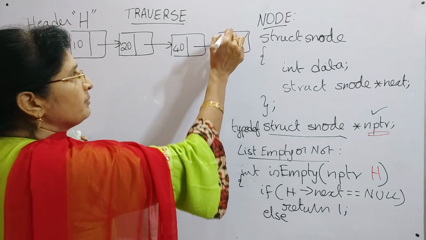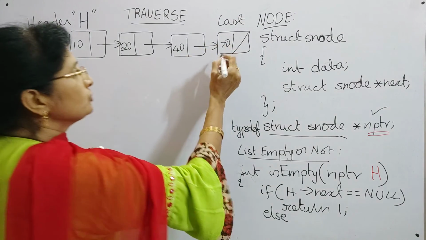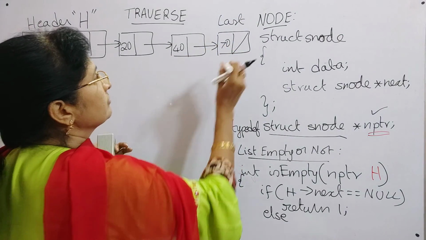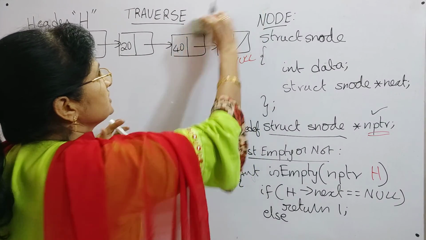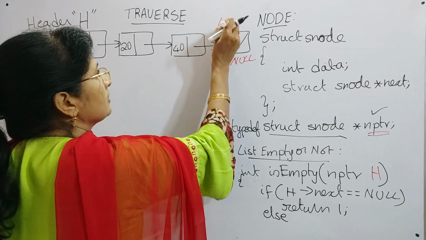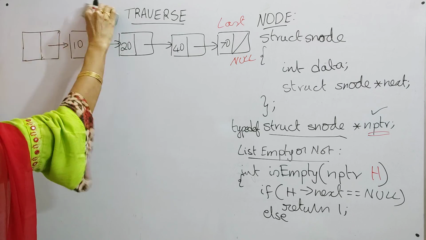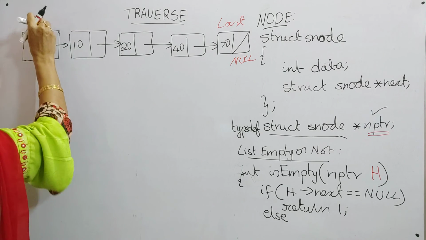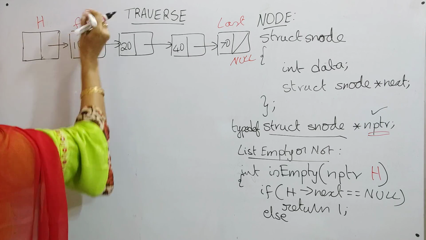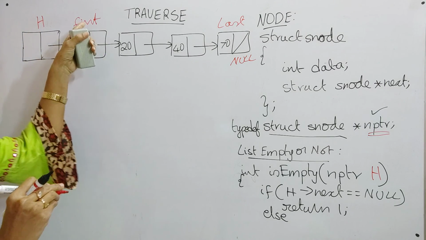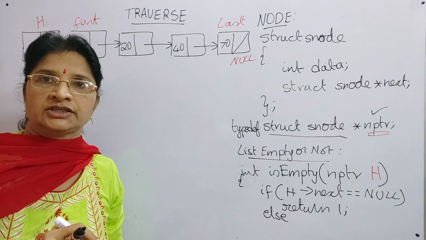And for example, if this is the last node, here you will have the null. So this is the last node, this is the header node, and this is the first node. In the H next part we have the address of the first node.